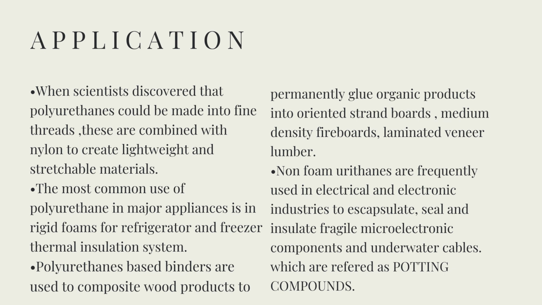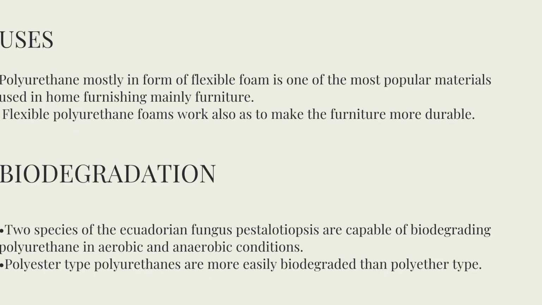Polyurethanes are mainly used in home furnishing, mainly furniture. Flexible polyurethane foams also work to make the furniture more durable. Only two species of Ecuadorian fungus are capable of biodegrading polyurethane in aerobic and anaerobic conditions. Polyester-type polyurethanes are more easily biodegraded than polyether-type.